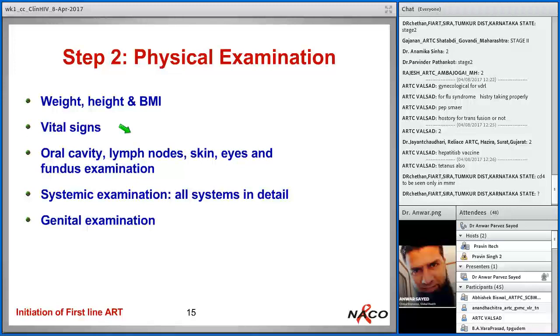Then physical examination: weight, height, body mass index, and then vital signs, that is temperature, pulse, respiratory rate, blood pressure. Now, blood pressure is something which I have never seen people taking in the ART centers. After some time we will also forget that. So please don't do that. At least in new patients, record blood pressure.